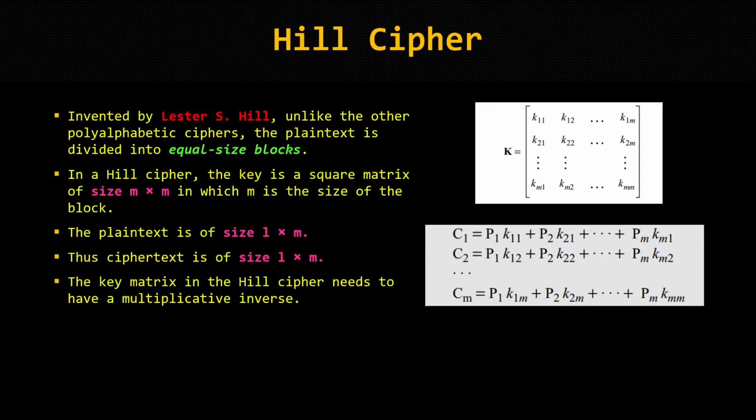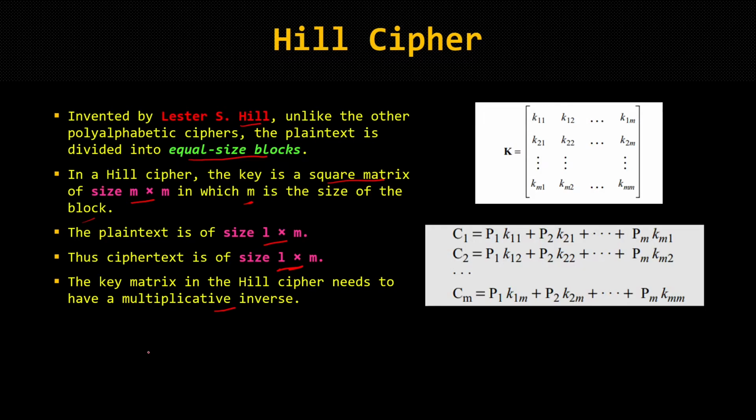Now let us move on to the Hill cipher. This Hill cipher was invented by Lester Hill. Unlike the other polyalphabetic ciphers, the plain text is divided into equal sized blocks. In this Hill cipher, the key is a square matrix of size m by m, in which m is the size of the block. The plain text is of size l by m, and the ciphertext will also be of size l by m. The key that we are using in this Hill cipher needs to have a multiplicative inverse as well, in order to maintain the integrity of our plain text.